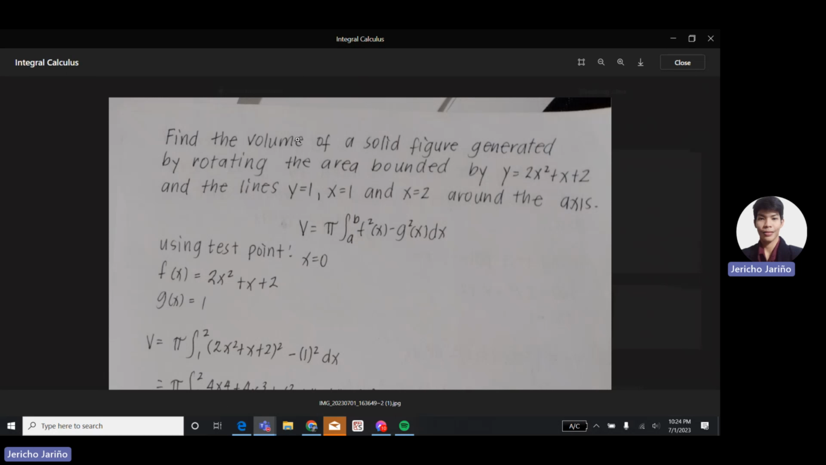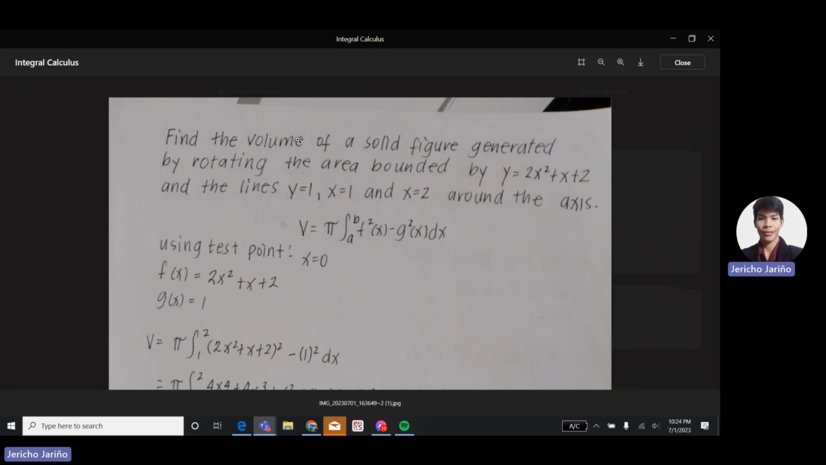In this problem, we have the formula: volume V = π times the integral of f²(x) − g²(x) with respect to x from a to b.